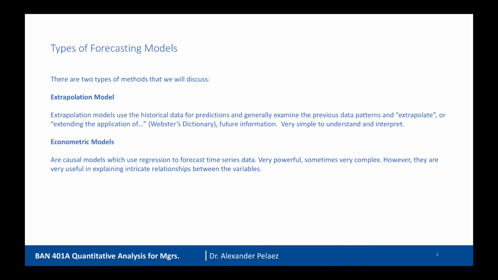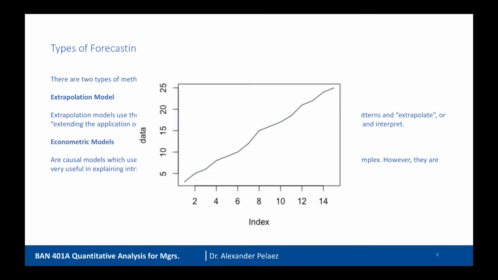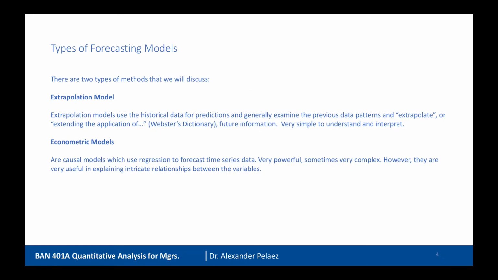Now, there are two types of models that we will discuss: an extrapolation model and an econometric model. Extrapolation models use the historical data for predictions and examine the previous data patterns, and therefore extrapolate, or extend, the application to future information. So if we see a line that's going straight up for about 5 or 6 periods, we're going to assume that for the next n periods it will go up by the same amount. It's very simple to understand and very simple to interpret. The challenge, however, is how well will that work over a longer period of time? Ideally, we would hope that our predictions will work for as long a period of time as possible.